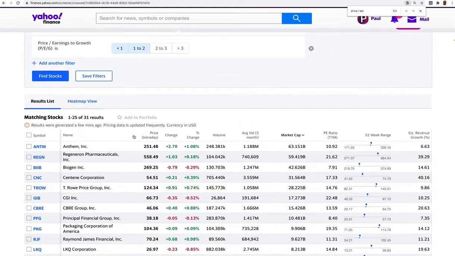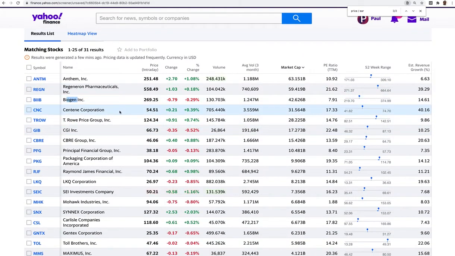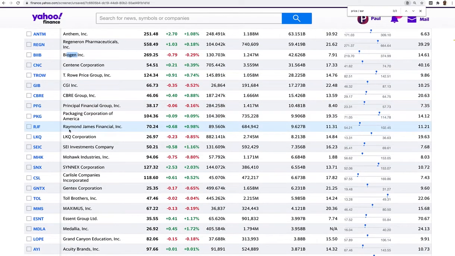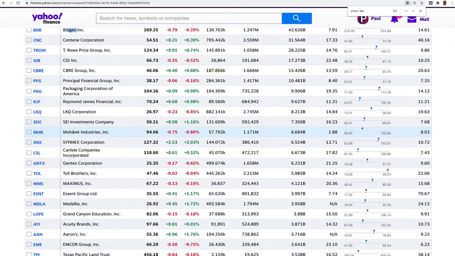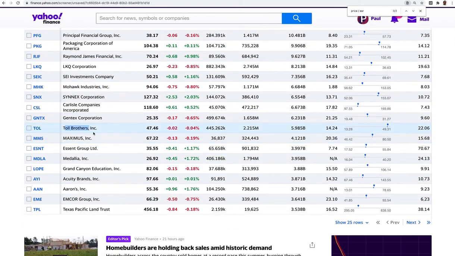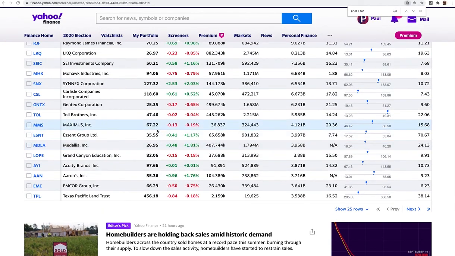Okay, so I'm going to scan down here. You can see some insurance companies. You have biotechs. You have banking stocks. You have home improvement stocks. Mohawk Industries, they deal with floors. You have finance and mortgage stocks like Toll Brothers. So these are some great stocks.